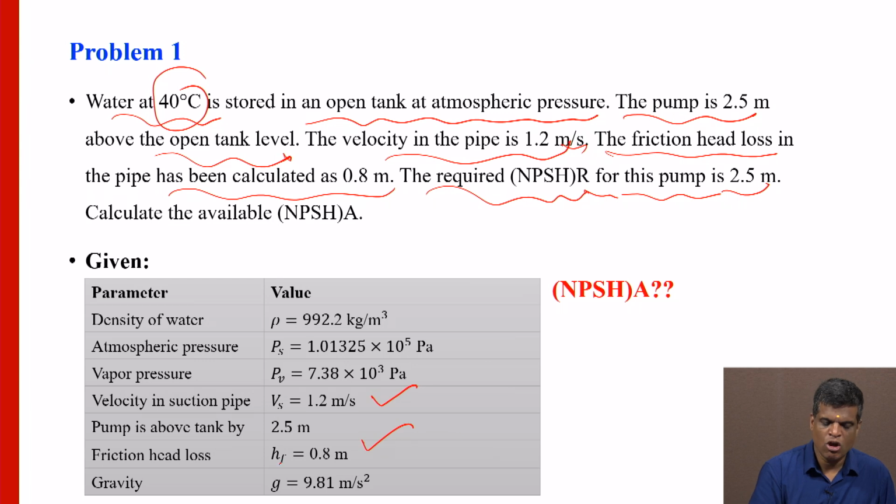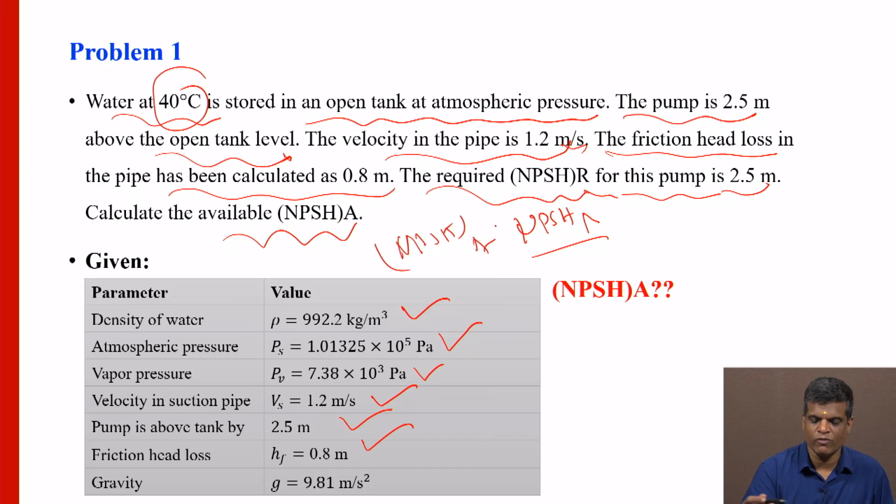The required NPSH R for the pump is 2.5 meter. The NPSH required value is also given, 2.5 meter. Of course, the density of water, the atmospheric pressure, and the vapor pressure are given, but they are asking us to calculate the value of NPSH available. All values are given here.